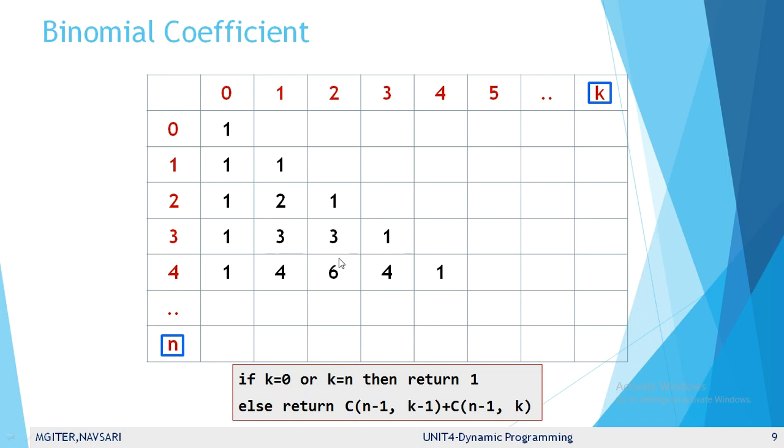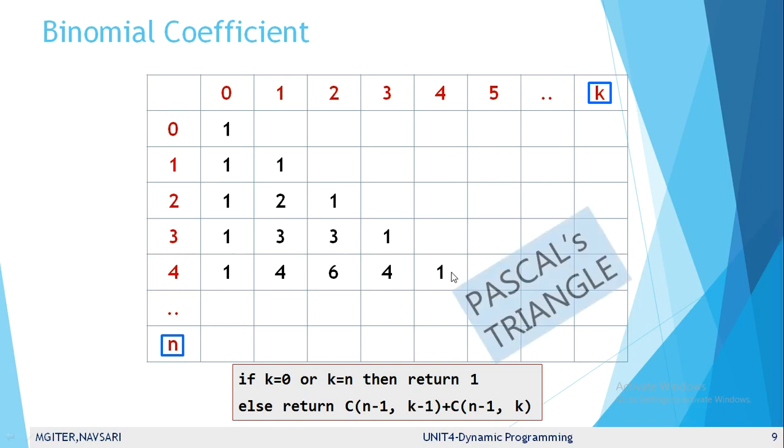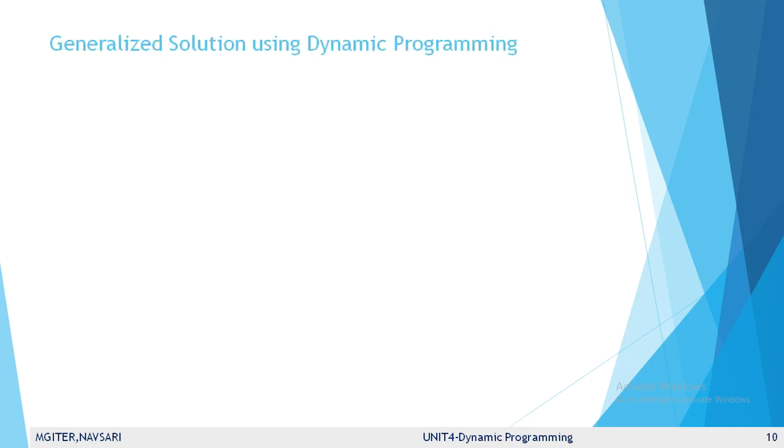Now this gives the binomial coefficient for n equal to 4 and k equal to 4. This gives the Pascal triangle.